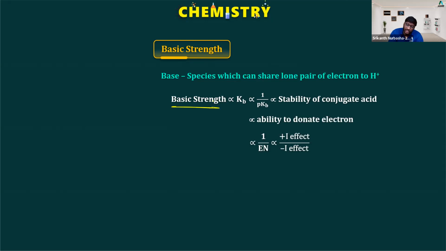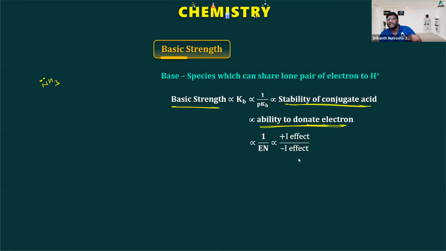So the higher the basic strength, the more stable the respective conjugate acid is. So basic strength is also directly proportional to stability of conjugate acid. It is again directly proportional to the ability to donate electrons. Like ammonia, we have a lone pair of electrons on nitrogen. If they can be easily donated, it is going to be a stronger base. It is inversely proportional to electronegativity and directly proportional to plus I effect.